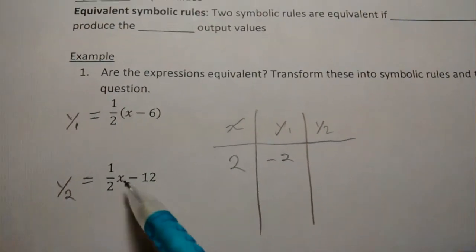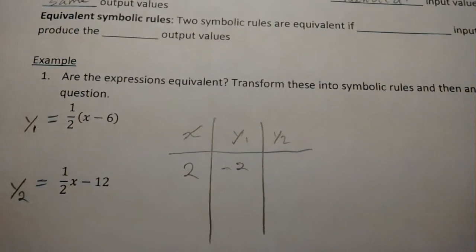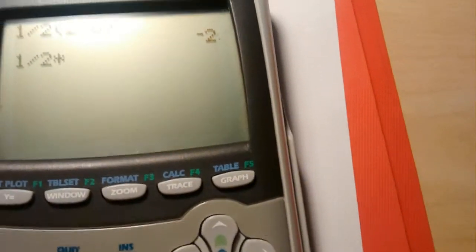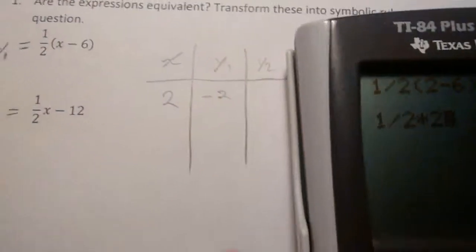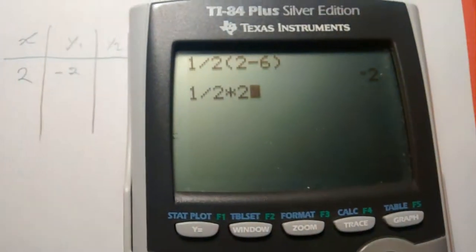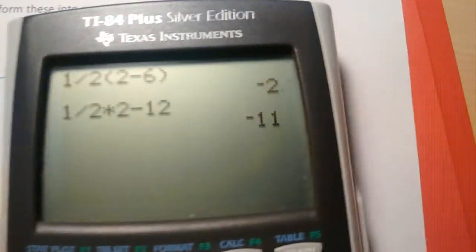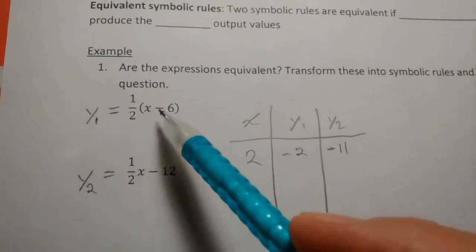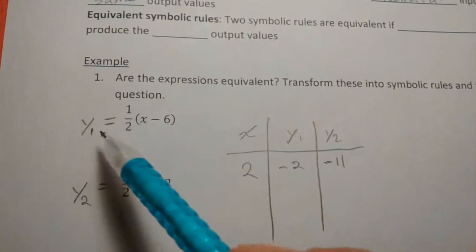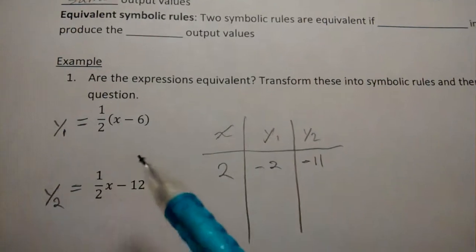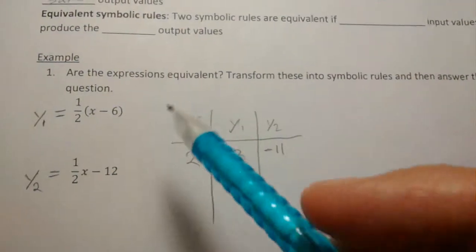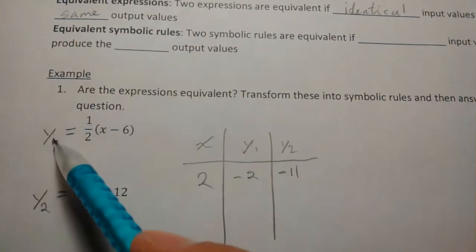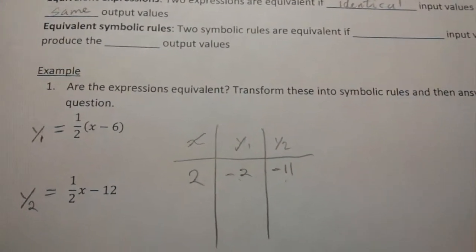What about in this, what we're now calling our y2 formula? I'm going to plug in a 2 there, so that looks like this: 1 divided by 2 times 2, and then we're going to subtract off 12. So -11. So right off the bat, now that we've translated them into symbolic rules, are these two expressions equivalent? And the answer you should be thinking is no, because the identical input value into these has produced differing output values.